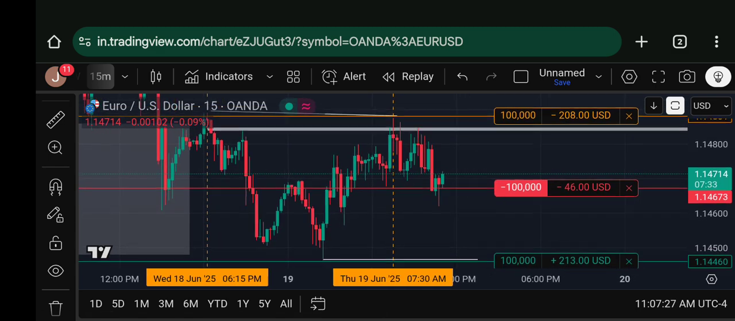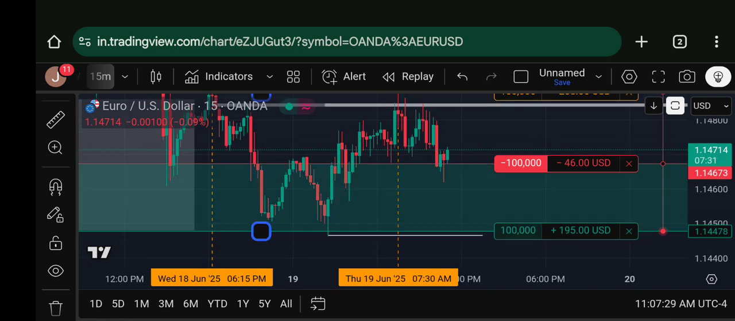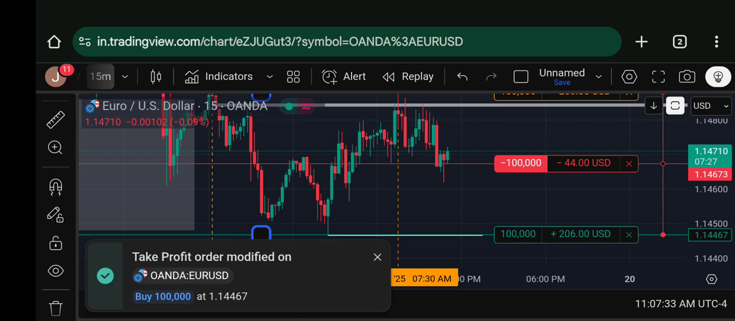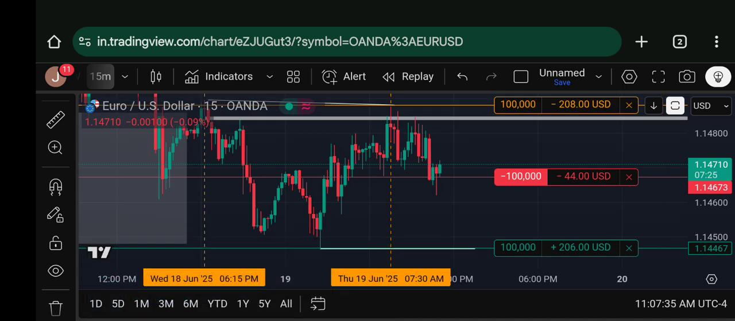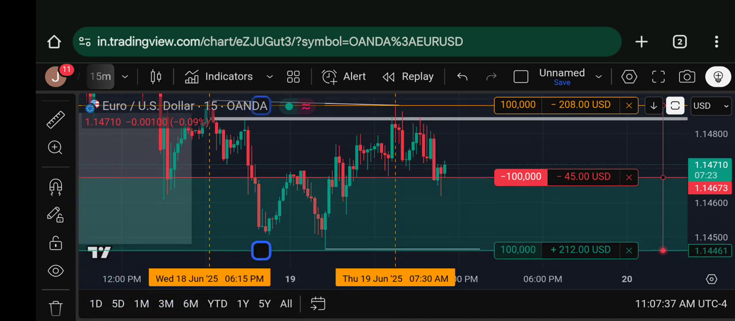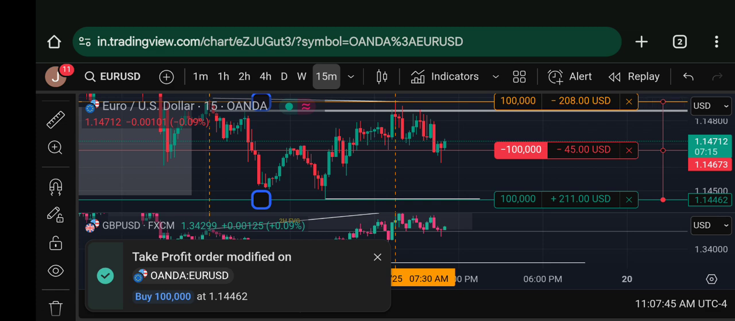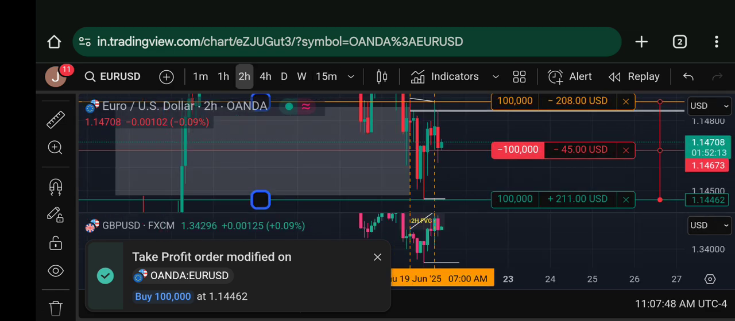As you can see, we had already entered here. I just want this price to go to this sell side liquidity here. So this is the trade, guys. Let's see how it goes.